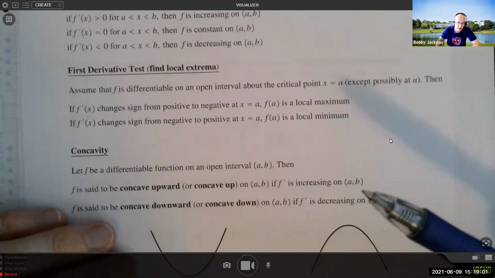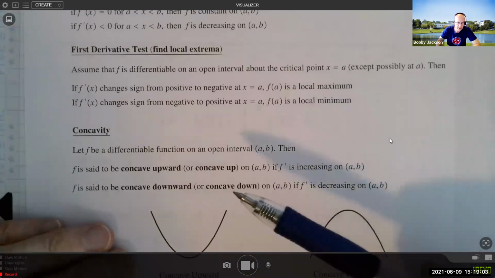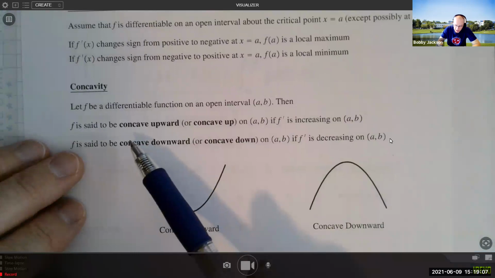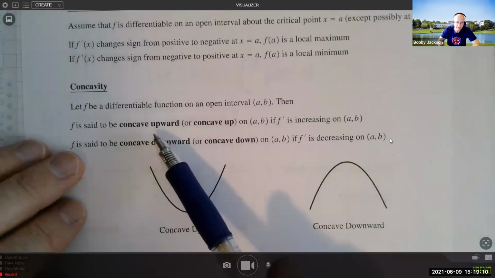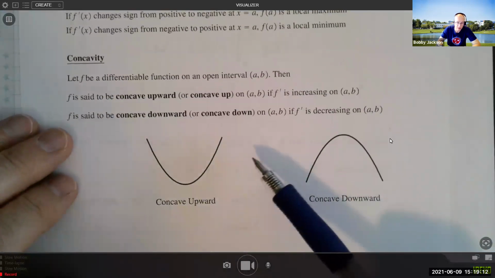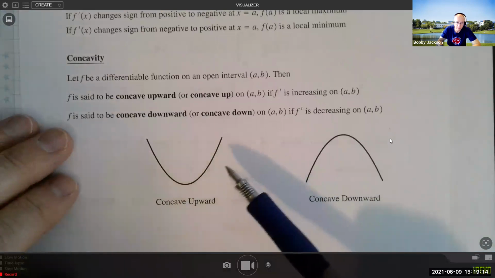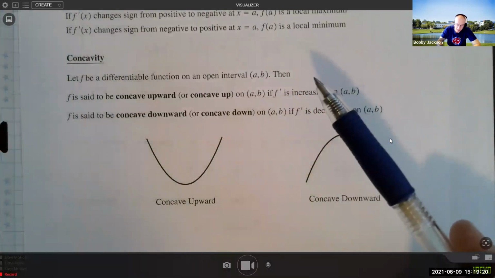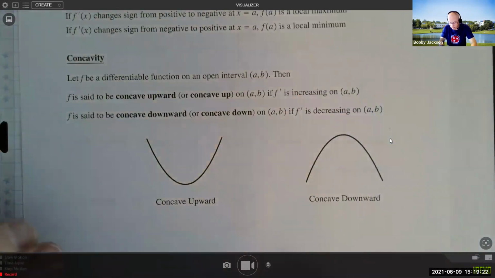Now, concavity has to do with the curvature. A function is said to be concave up on an interval, the definition really is, where the derivative is increasing. It doesn't mean the derivative is positive, but where the derivative is increasing. That's the definition. It's where the second derivative would be positive, then. But the first derivative is increasing.